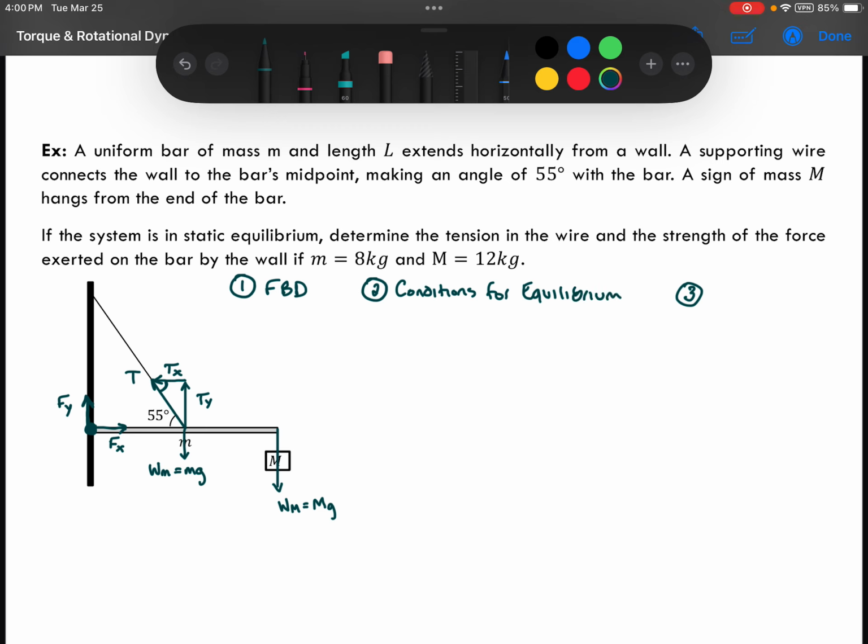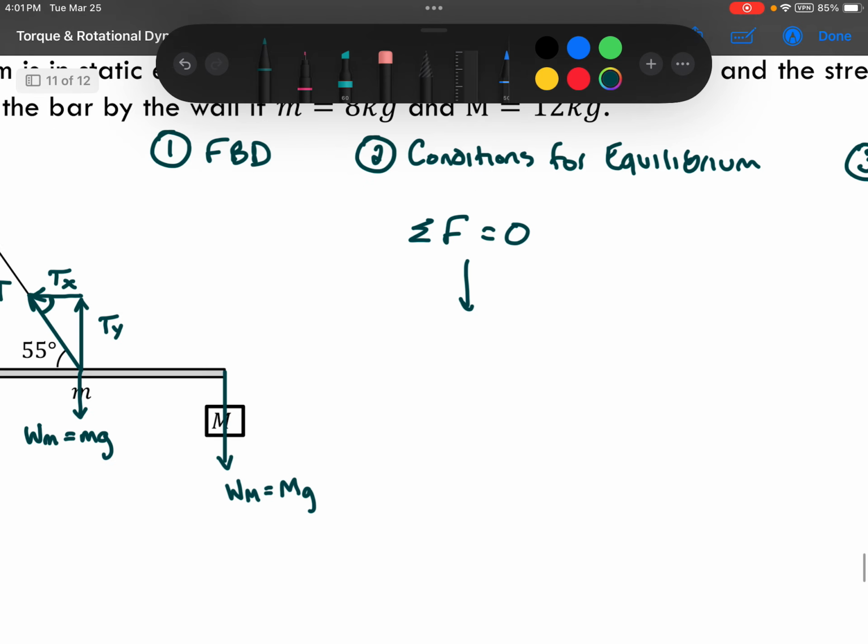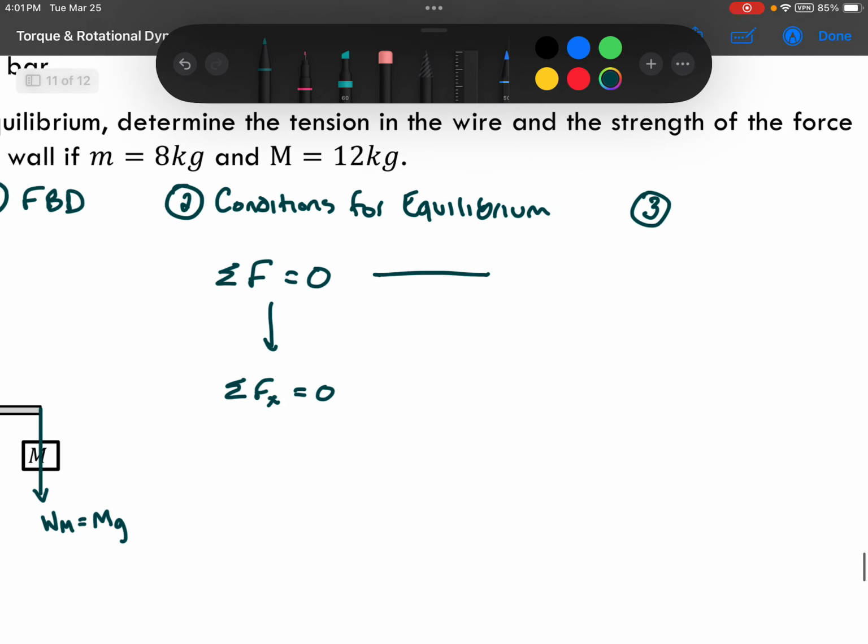All right, so we know two things. We know the net force has to be 0. And so remember, we need to look at components. That means the net force in the x direction has to be 0, and the net force in the y direction, oh my goodness, too many squiggles, has to be 0. All right, so that's our first condition.